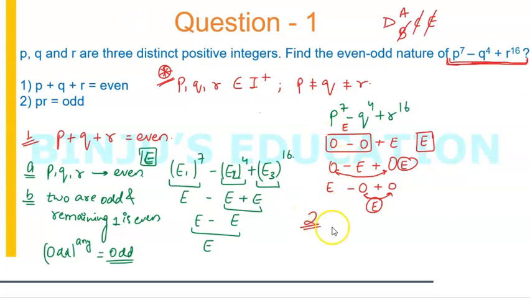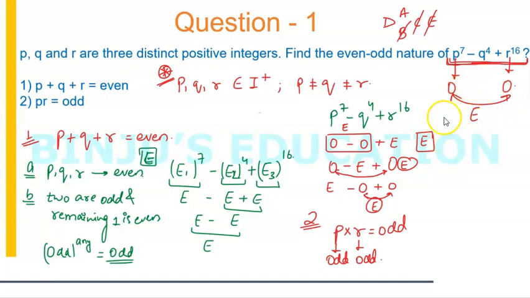Now, second one says that P into R is odd, which means P is odd and R is also odd. I just told you that if you want product to be odd, then all the numbers have to be odd. Now, if P is odd, then P raised to any power will always be odd. Q is odd, that means odd raised to any power will always be odd. Now, even if I add these two, this will give me result as even. So I will have an even number minus q to the power 4.